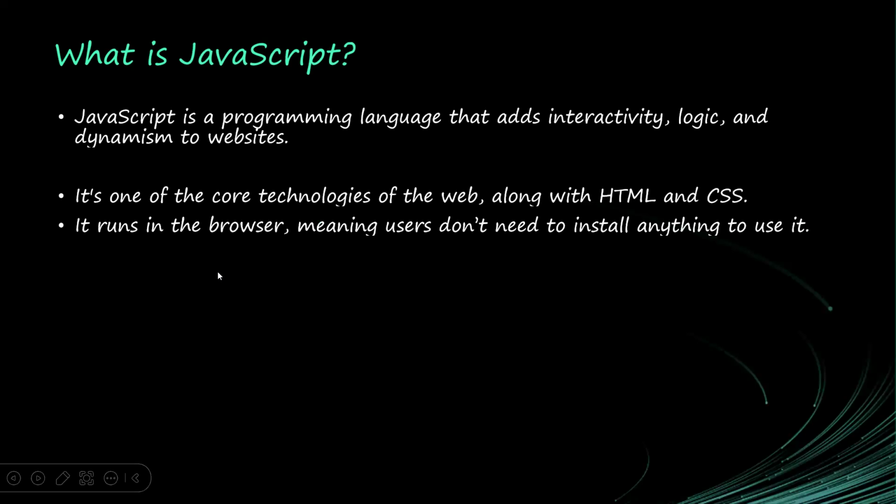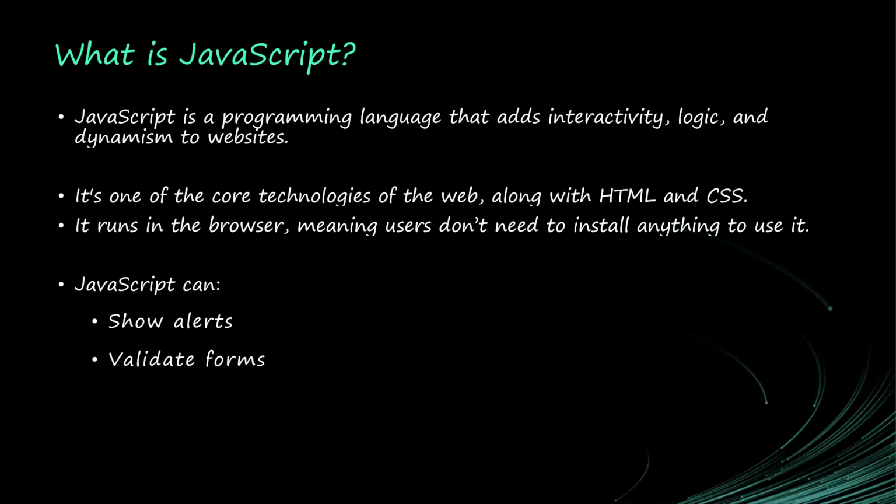JavaScript runs in the browser, meaning users don't need to install anything to use it. JavaScript comes with your browser. It is installed in the browser. It runs in the browser, so users don't need to install it. JavaScript can be used to show alerts, validate forms, and handle user clicks. These are common things that you can do with JavaScript.